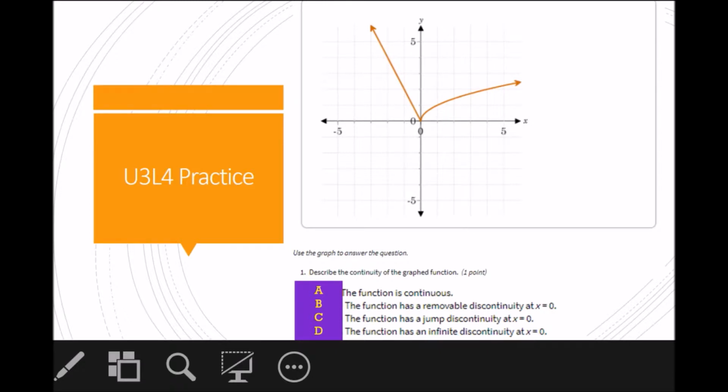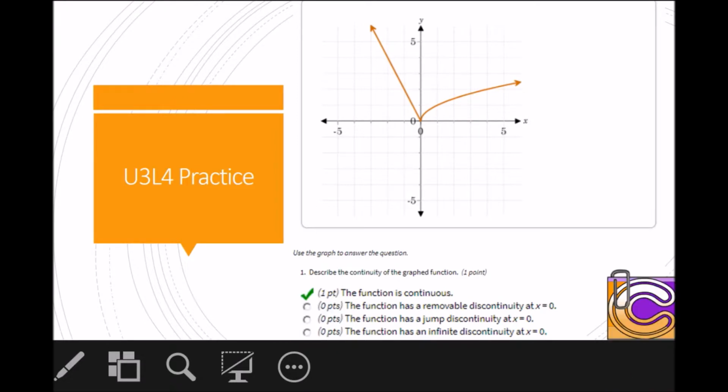So then, letter choice D says an infinite discontinuity. So that is actually saying, do I have a vertical asymptote there? And that is not the case. So again, the answer choice here should be A, that the function is continuous.